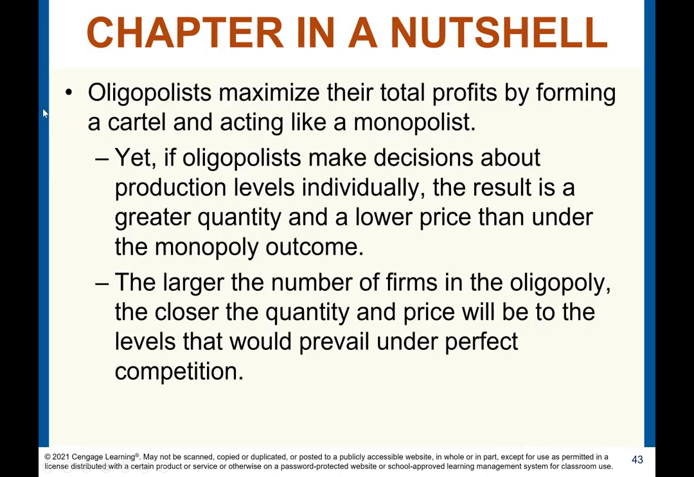Chapter in a nutshell. Oligopolists maximize their total profits by forming a cartel and acting like a monopolist. Yet, if oligopolists make decisions about production levels individually, the result is a greater quantity and a lower price than under the monopoly outcome. The larger the number of firms in the oligopoly, the closer the quantity and price will be to the levels that would prevail under perfect competition.